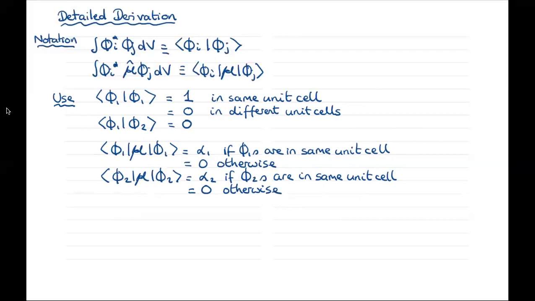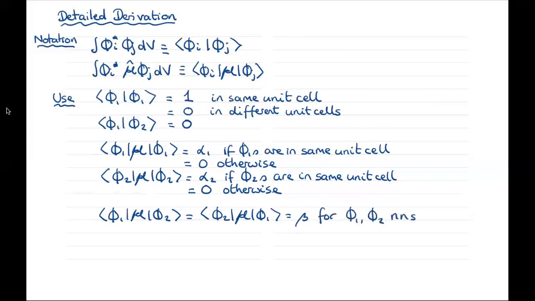And then the last one, phi 1 H phi 2, which is equal to phi 2 H phi 1, is equal to beta for phi 1 and phi 2 nearest neighbors, or it's equal to 0 otherwise. Okay, so we'll make use of all of those terms, and let's now do the pre-multiplication and integral.